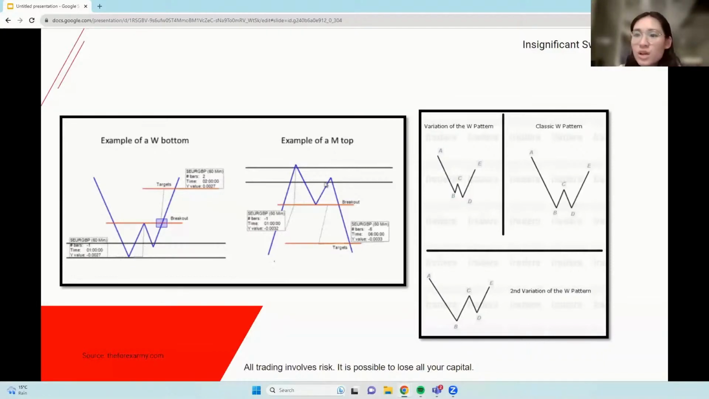If you are a bit confused with the shapes, I've included some images of them labeling the tips of the M patterns and the W patterns over here.